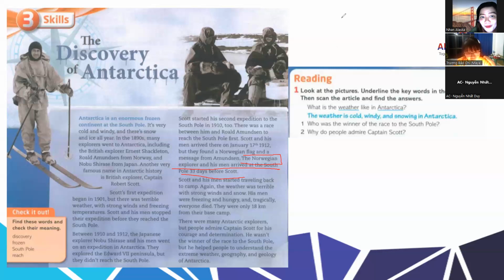So when Captain Scott went to the South Pole, he already finished it, right? He was able to go to the top of the South Pole. But sadly, there was already a Norwegian flag from Roald Amundsen. A Norwegian flag means they were the first ones to get there. And take a look at the end part. See? He wasn't the winner of the race to the South Pole, right? But he helped people to understand.